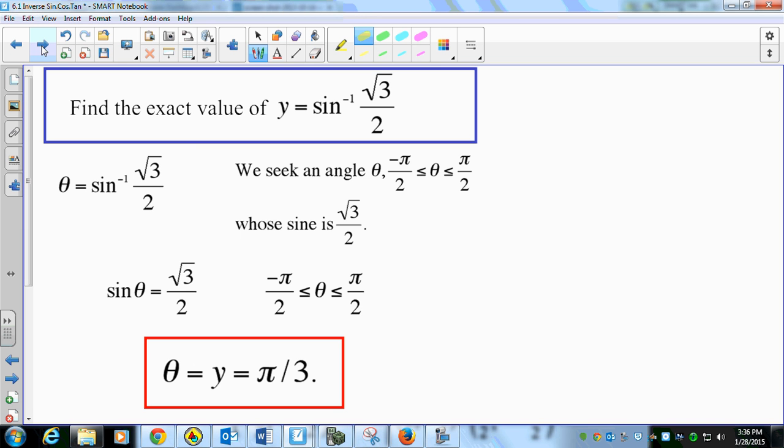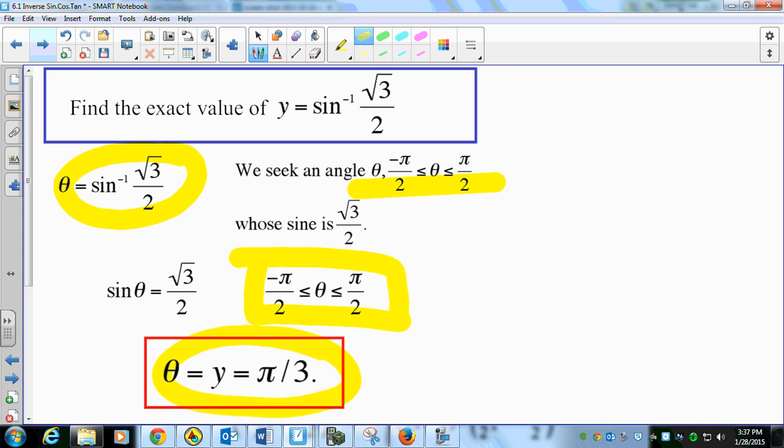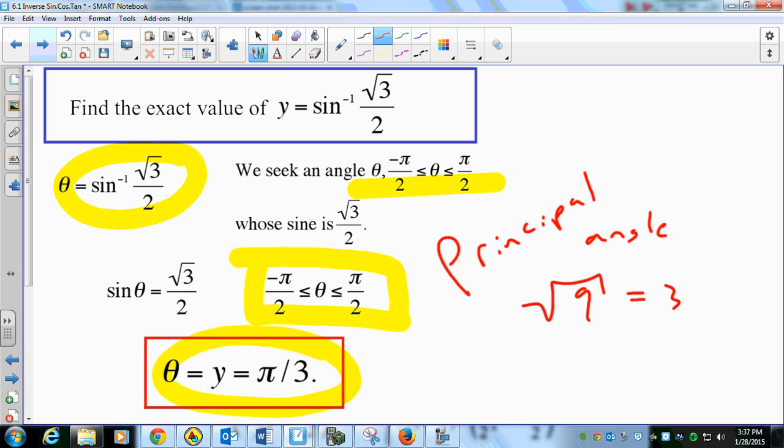So algebraically, we can type this into our calculator, inverse sine of square root of 3 over 2. It's in this interval, and we find that our y is pi over 3, which is our theta, which is in this interval. How I'm going to refer to this in this class, this is your principal angle. This is similar and analogous to when you did square root of 9, you got 3, and you called that your principal root.